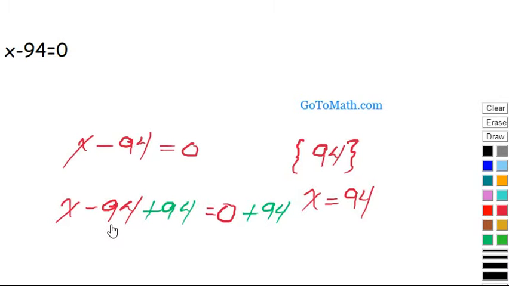And of course, as you can see here, we've got negative 94 plus 94. So that's going to cancel out to 0, right? And so we're going to end up with x is equal to, and of course 0 plus 94 is just 94. See that? Alright, pretty simple. Just add whatever this value is, make sure you add it to both sides. Okay? And so the solution is 94.